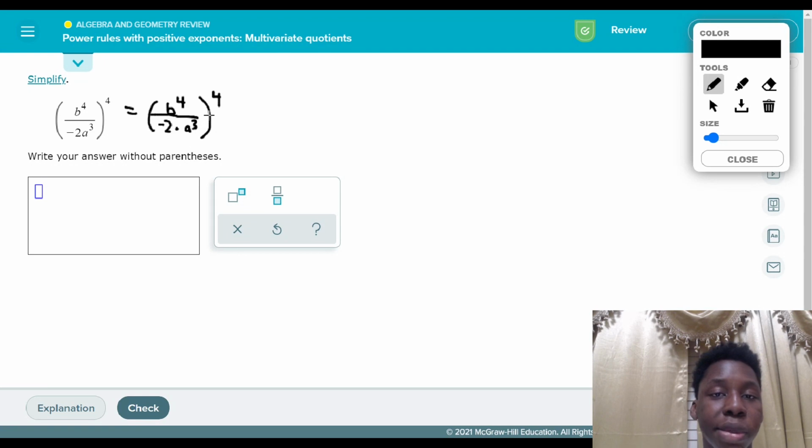So the next step is, remember, since all these are exponents inside another exponent, I have to multiply the outside exponent by everything inside. When I do that, that is basically saying b to the power 4 times 4. Because this 4 is outside, I'm going to use this 4 to multiply every exponent inside.